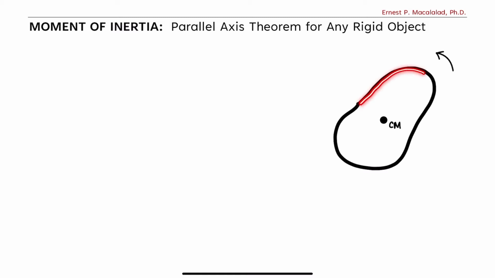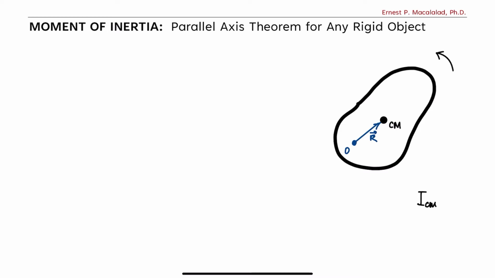So for example, if we have a rigid object like this, there is a well-defined moment of inertia when it is rotated about its center of mass. Now let's say we allow this object to rotate about another axis of rotation. Let's say the distance of this point to the center of mass is r, and that is defined by this vector capital R. So if this is our new axis of rotation that is parallel to the axis of rotation about the center of mass, therefore, we can use the parallel axis theorem to calculate the moment of inertia about our new axis of rotation.